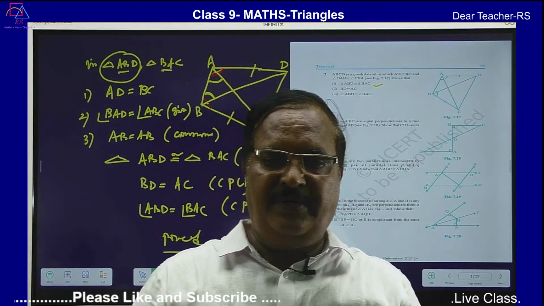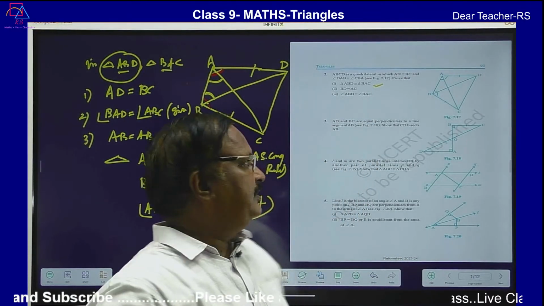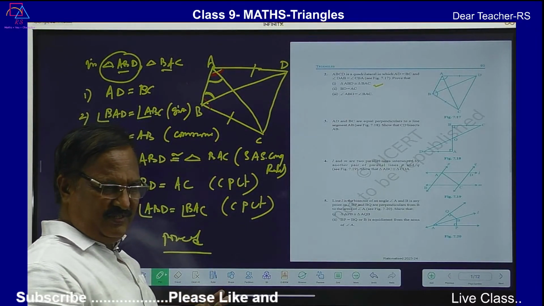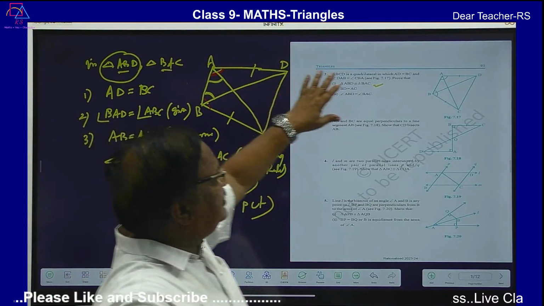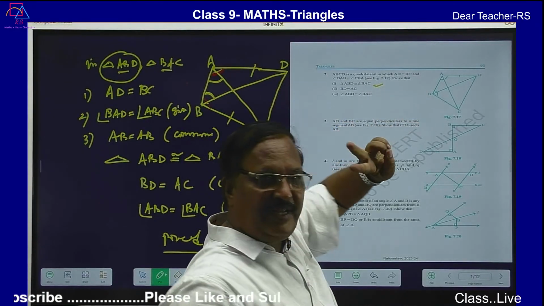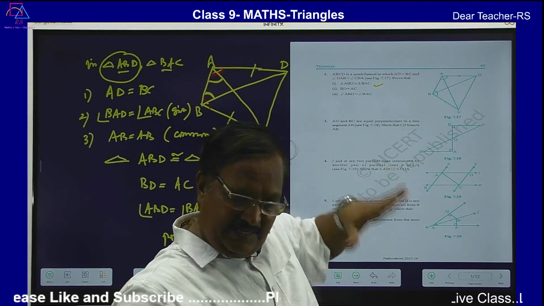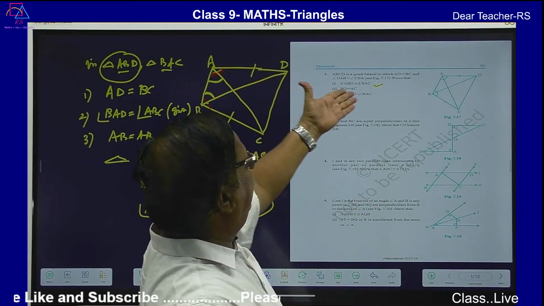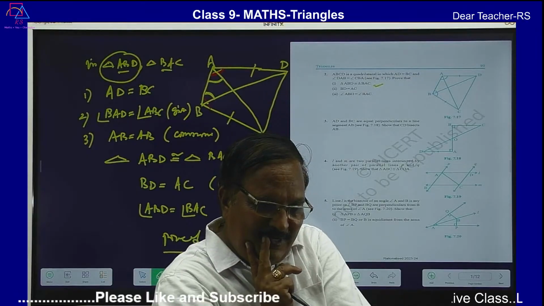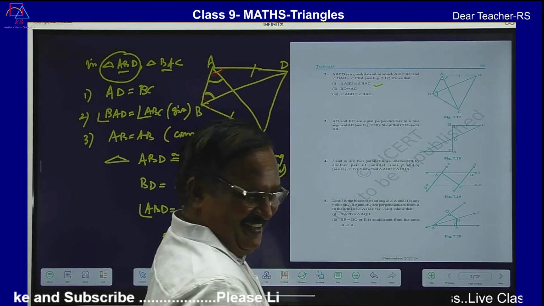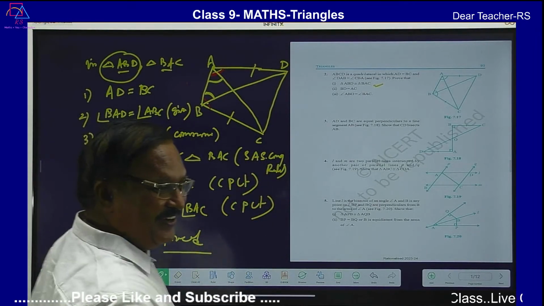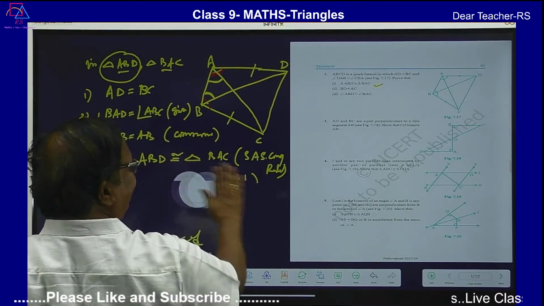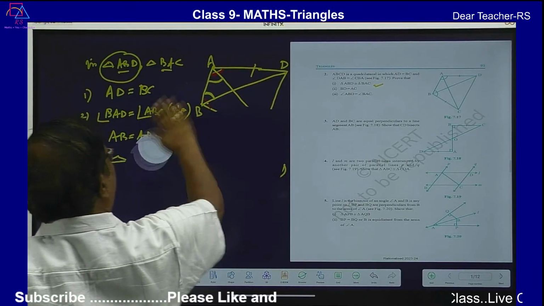Anyhow, this is the second question, the easiest question. We have to identify those two triangles, list out the equal parts, and then write. Copy it, you have to copy it fast. Take the book. If you do not copy, I am going to rub it.